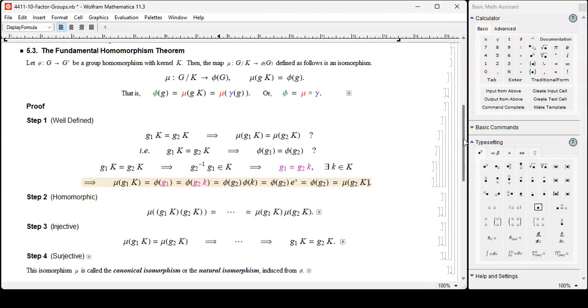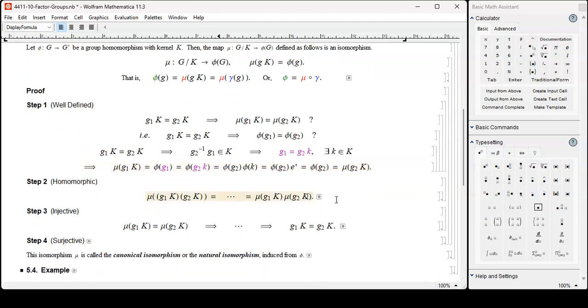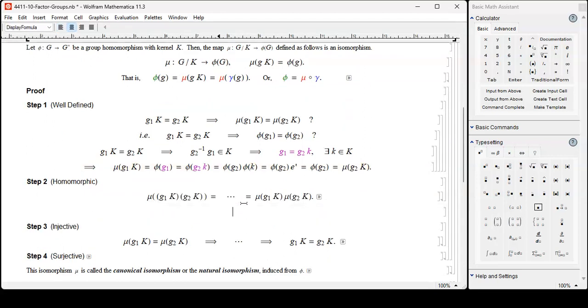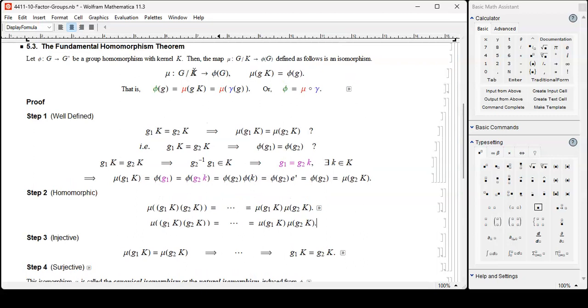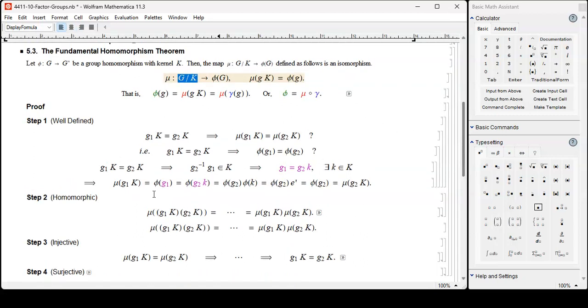Let's go to the next step. Homomorphic. How do you prove that? Well, that's going to be pretty easy as a matter of fact, because what do you mean by mu of g1k times g2k? How did you define the group operation in this normal subgroup? It is defined as g1g2k. That was the very definition.